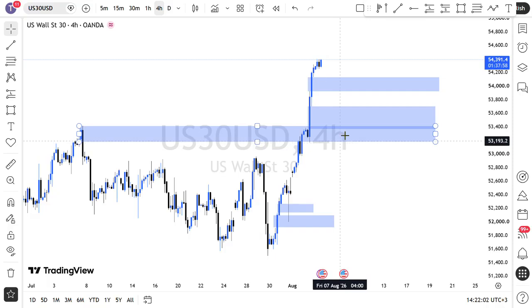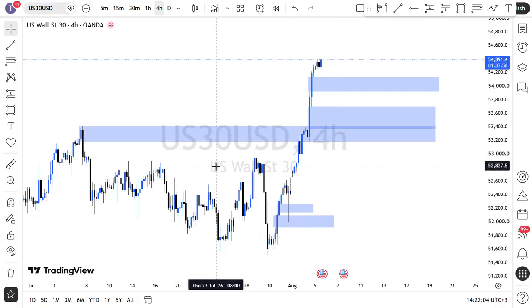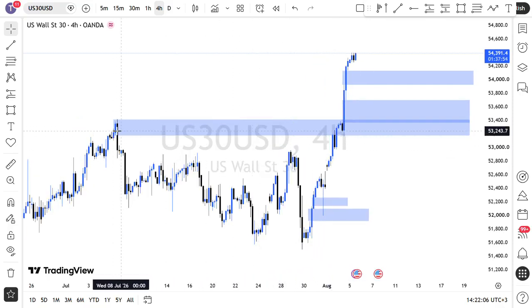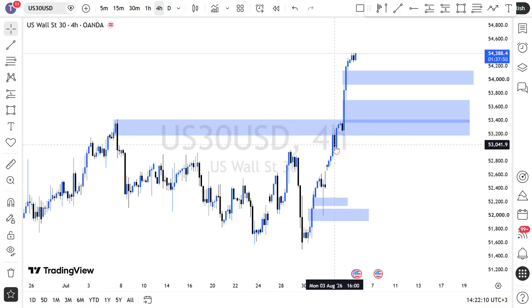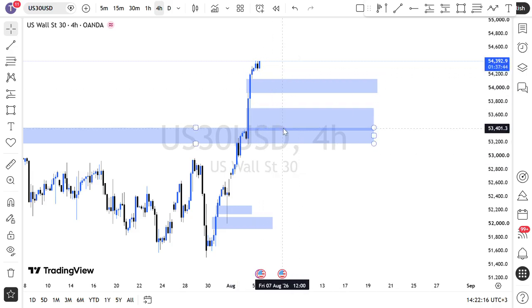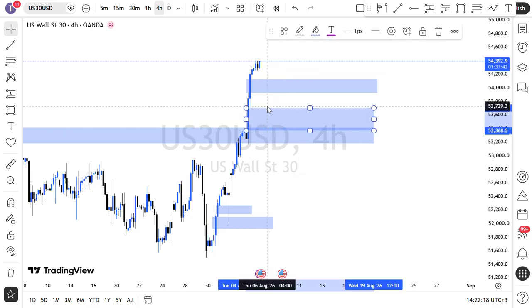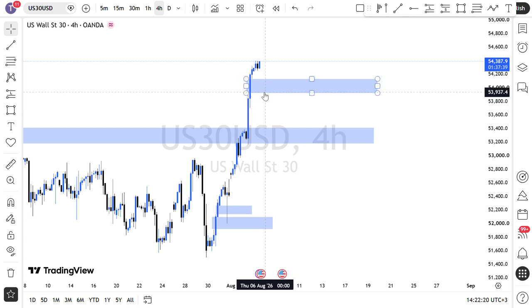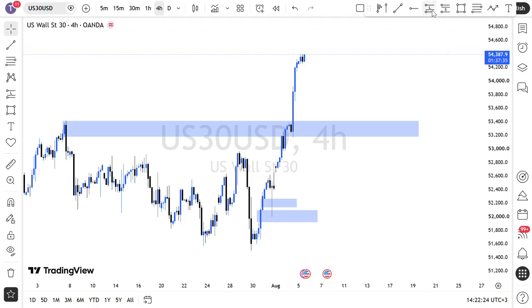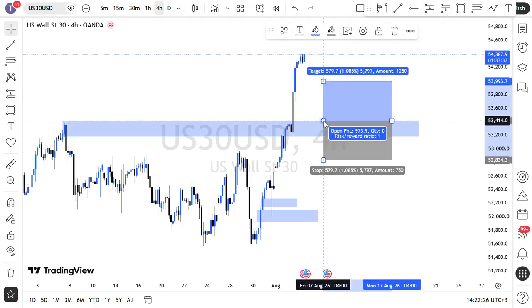Then also we have this breaker block here, which price didn't respect. We had price tapping into that area, a small reaction, and then price broke above that breaker block. So if price comes back down into this area, that is the best point of interest that I'll be looking to take my buys from. So on US 30, that is what I think.